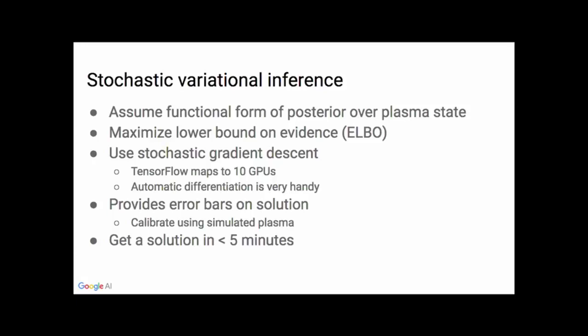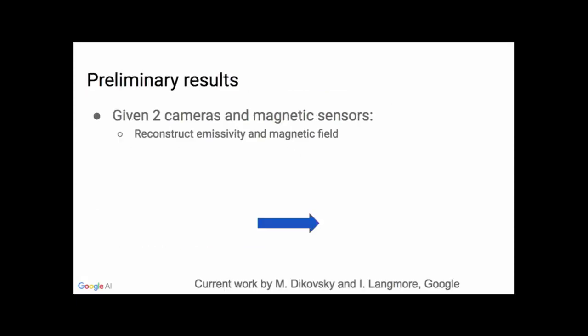And the automatic differentiation part of TensorFlow is very handy because we have to take derivatives through this physics code. The nice thing about Bayesian inference is you can get error bars, which is helpful to tell the physicist whether you actually know what's going on in the plasma, or if you're just puzzled, or if the algorithm itself is puzzled. But variational inference doesn't give you good error bars, so we calibrate it using simulated plasma. The nice thing is we can get a solution in less than 5 minutes, so we're actually keeping up with the pace of experiments that TAE is running.